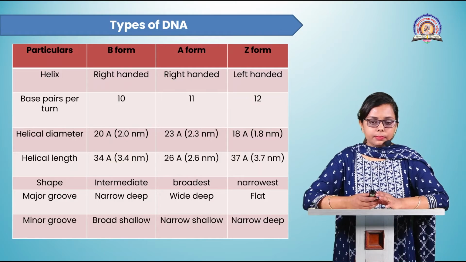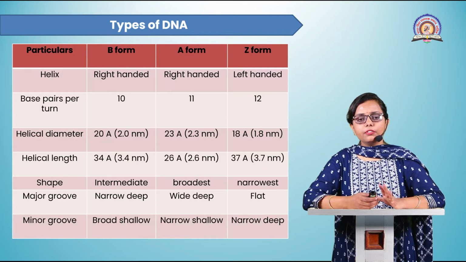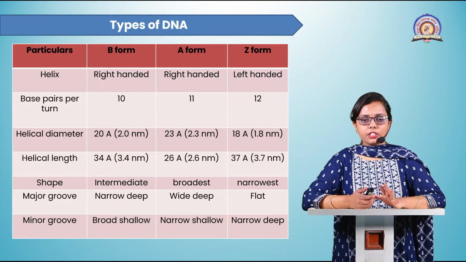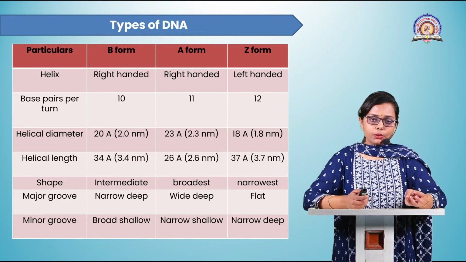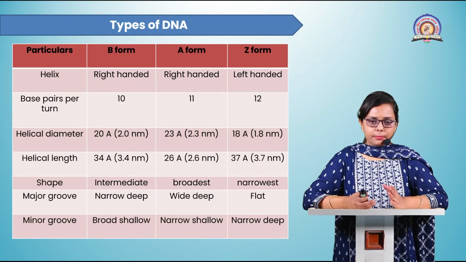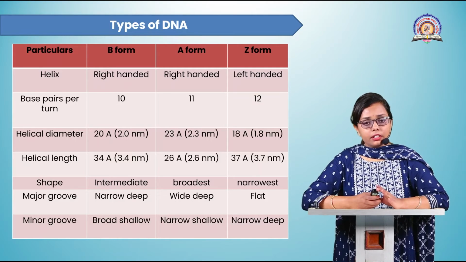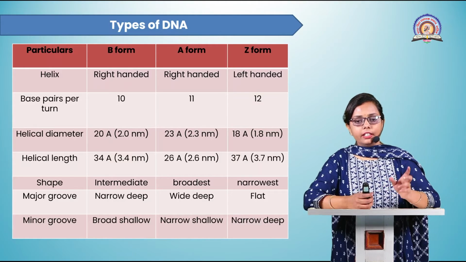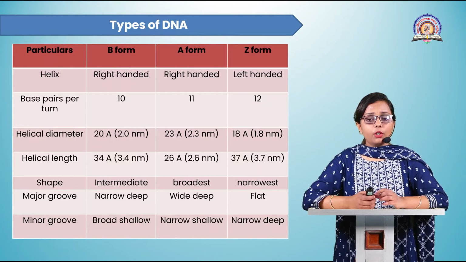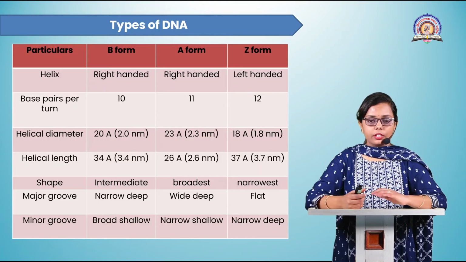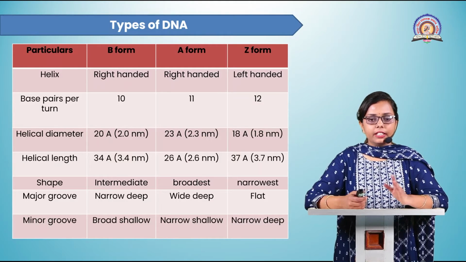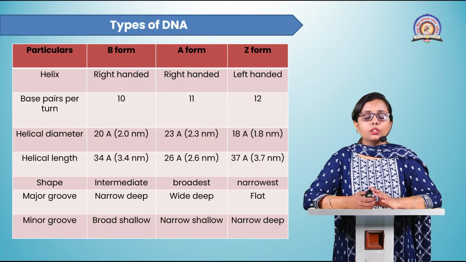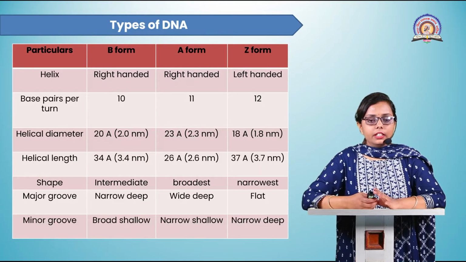Now the shape. B form DNA is not much broader or narrower. It is an intermediate shape, not very narrow and not very broad. But the A form is broad, more wide and broad. And the Z form is very narrow; as compared to the B form and A form, it is the narrowest form of DNA.